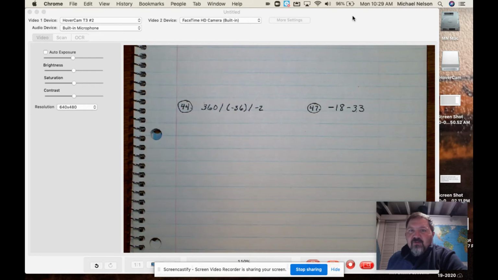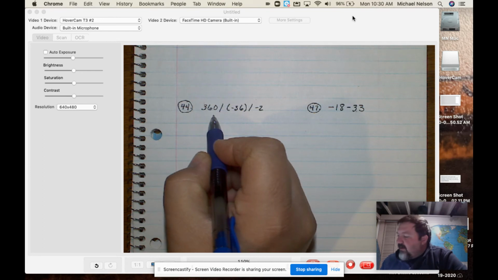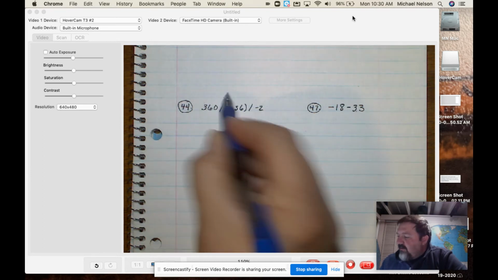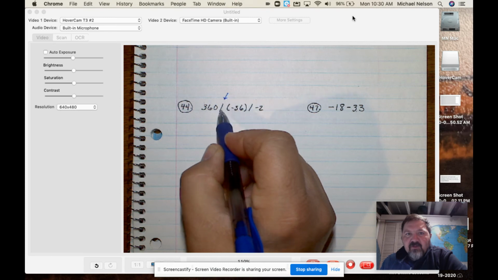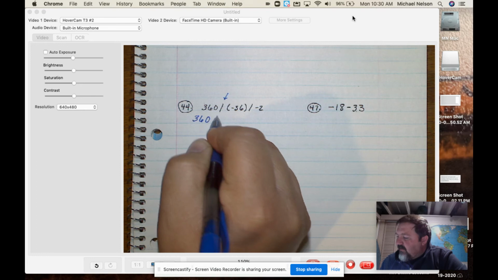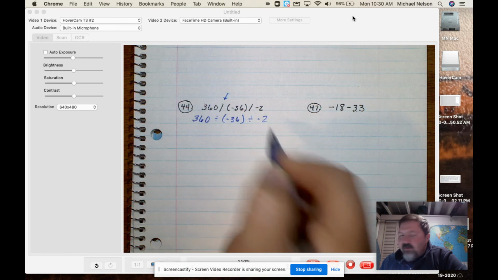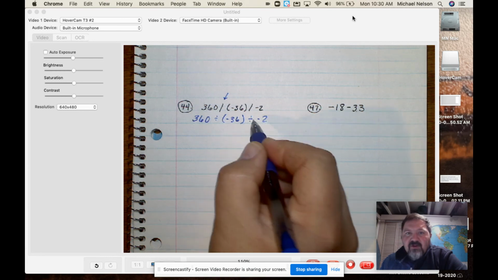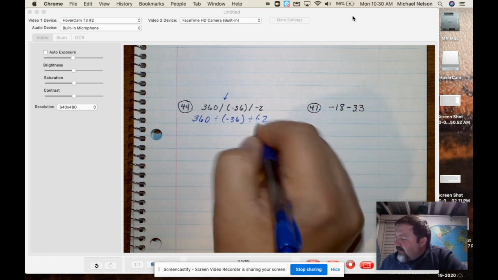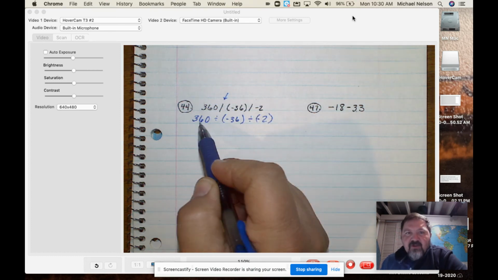We're going to move down to 44 and 47 here. 44 is written this way in your homework. This symbol right here is a backslash, and it is indicating division. So if we wanted to rewrite it, we could write it like 360 divided by -36 divided by -2. So you've got 3 separate quantities here, 3 separate numbers, and they're being divided. Well, remember your rules of operation. You have to work left to right.